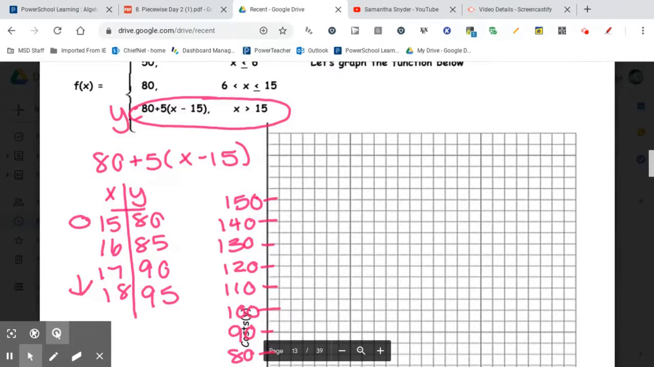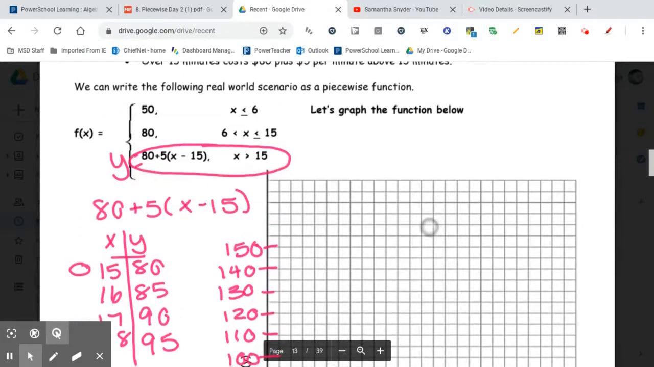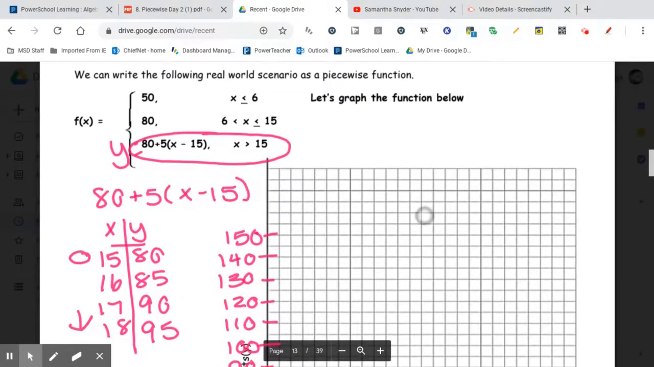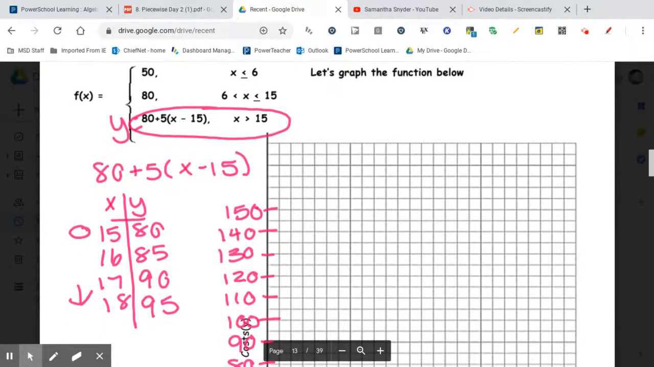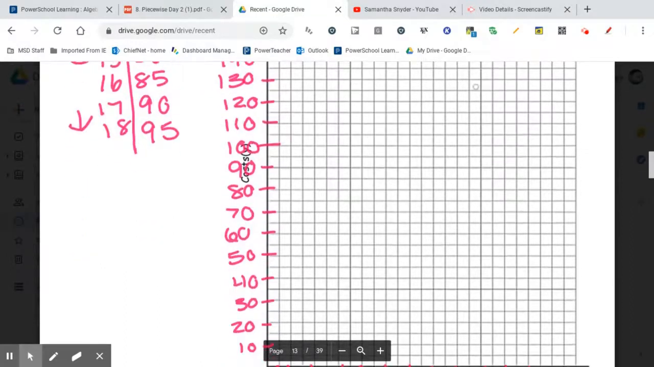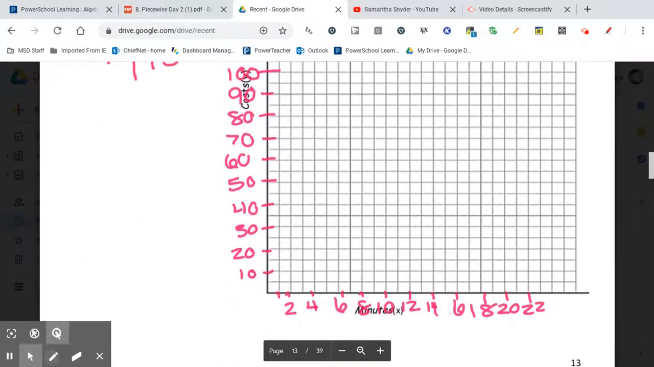Okay, now that we're ready to graph, we can start with our first function that we were using, which was 50 when x is less than or equal to 6. Now, if you look at your table, you know that at the point (6, 50), it's a closed circle. So that could be our first point, (6, 50). So that's going to go right about here. And then at (5, 50), (4, 50), and then it keeps going.